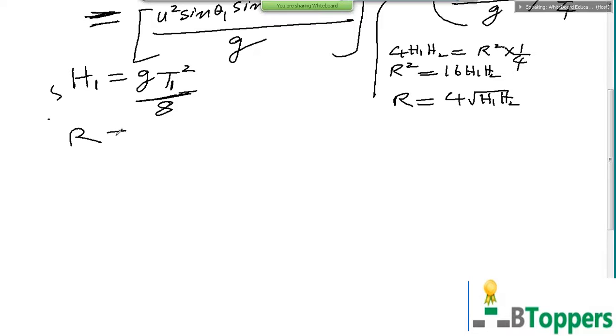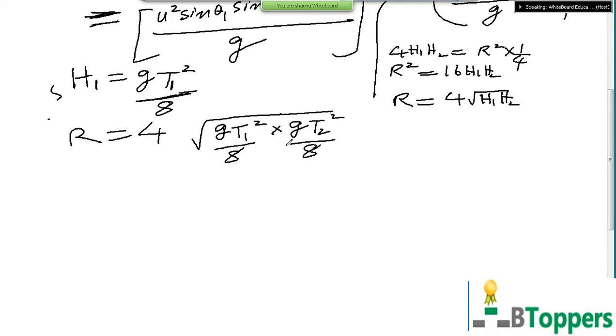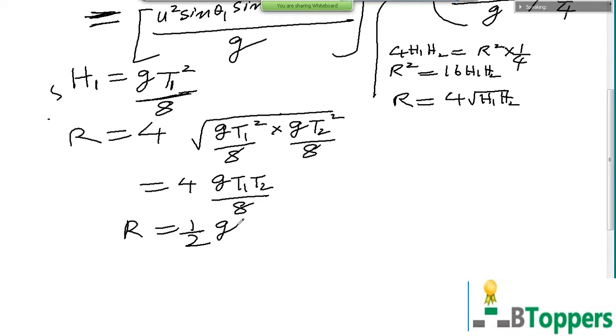Substituting in the equation I have written earlier, R equal to 4 into root of h1 h2. So you can write h1 equal to gt1 square by 8 and h2 equal to gt2 square by 8. So you get R equal to 4 into gt1 t2 by 8. The horizontal range of the projectile in each case, in terms of the product of times of flight, is given by R equal to half gt1 t2.